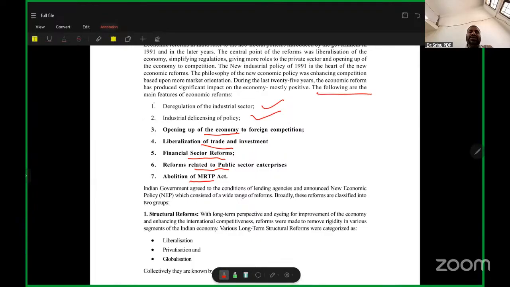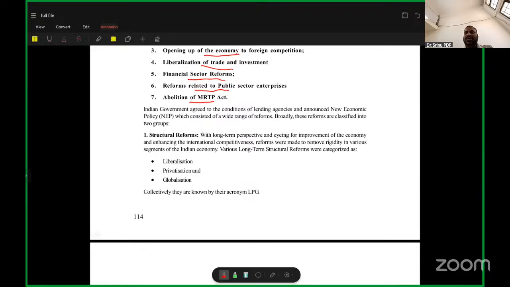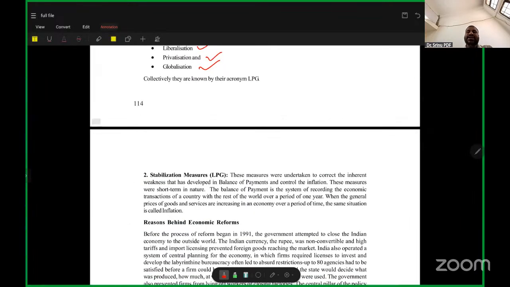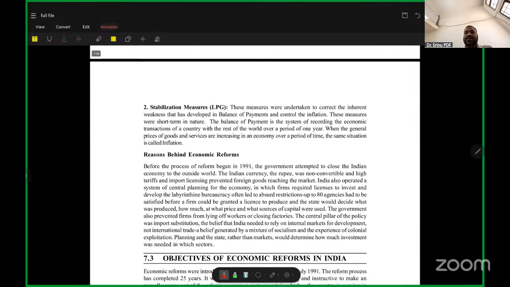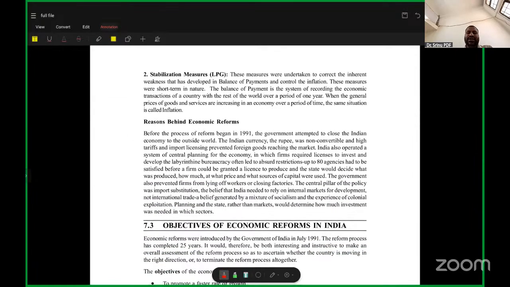To introduce these economic reforms, we created different structures of reforms. Among all the reforms, the very important ones are liberalization, privatization, and globalization. This is collectively known as LPG. Is it clear? Yes. So this is collectively known as LPG.